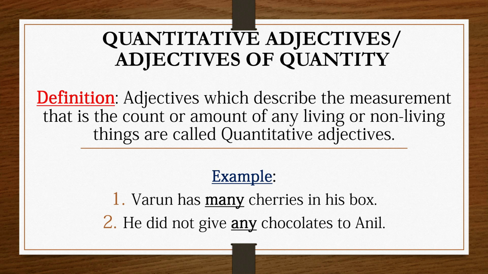Like in the example you can see, Varun has many cherries in his box. So you can ask how many cherries he has. So he has many cherries. It's not telling the exact amount. Quantitative adjectives are mostly concrete in physical form. That is, they are not abstract like the qualitative adjectives which we are going to discuss next.